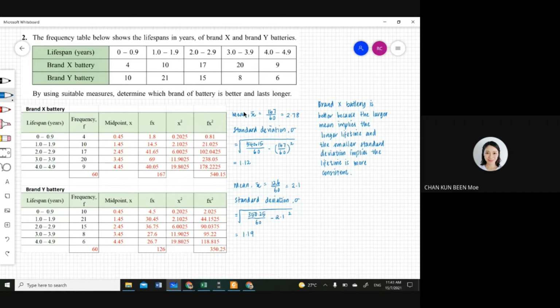Okay, you don't jump directly into the answer for me only. You need to show me, because in your calculator, you can get the total fx and total f, right? Same thing with your total fx squared, and also here in this part, you can get everything. So make sure you have the working. If you don't have the working, I think no mark will be given.